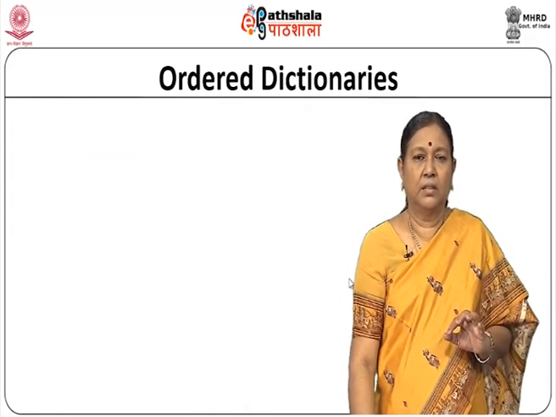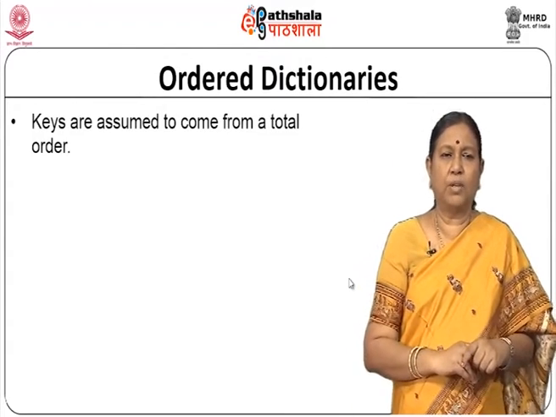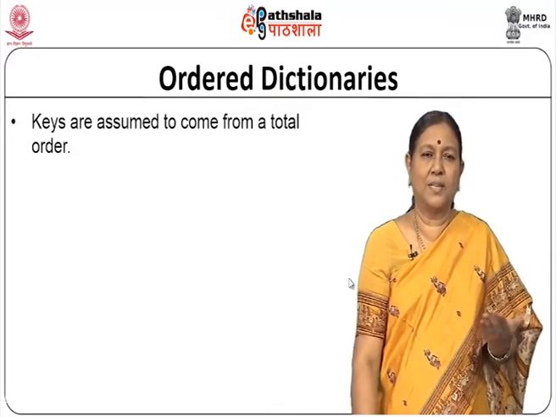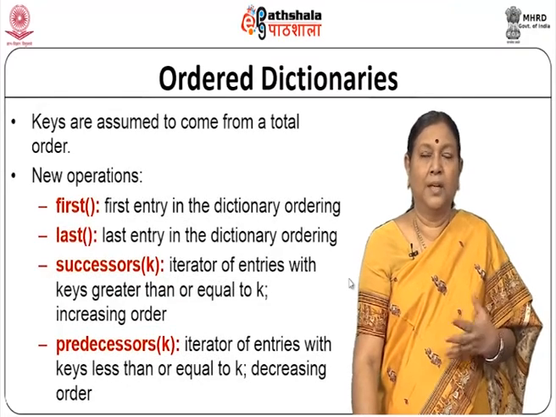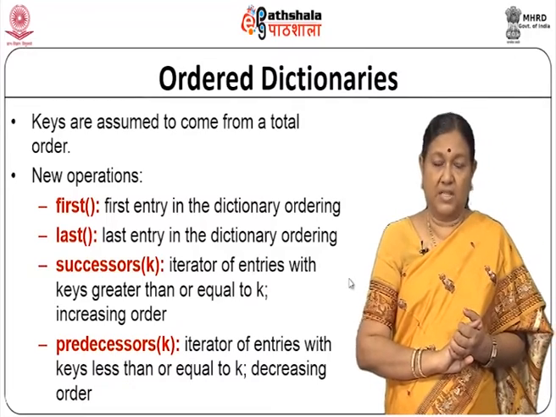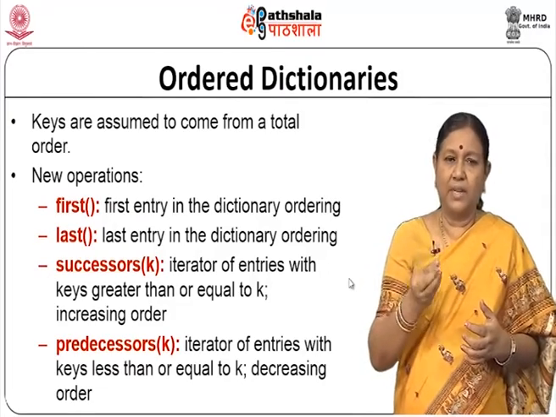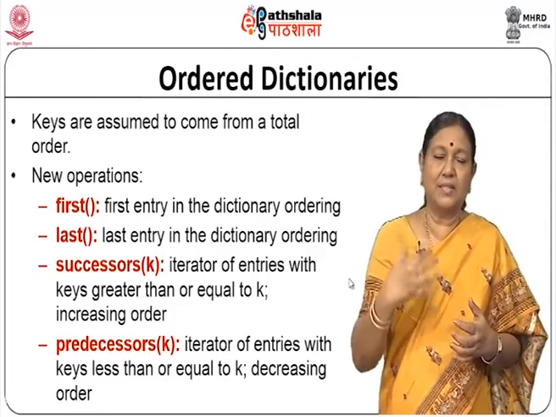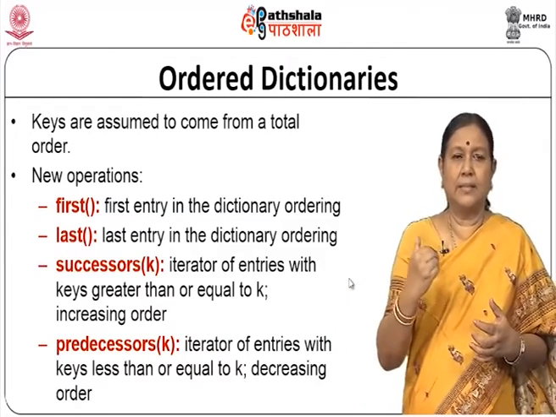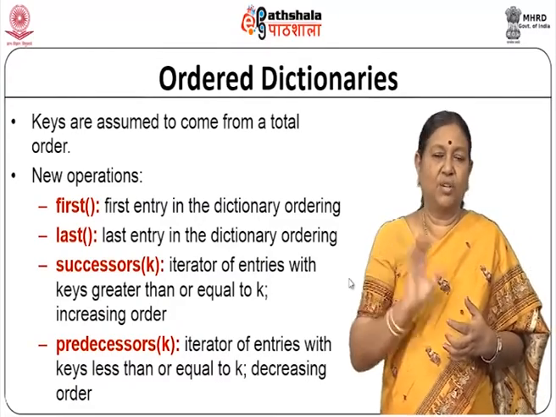Okay. Now, we talk about ordered dictionaries. Keys are assumed to come from a total order, that is an order to the keys, some order. Normally we assume ascending or descending order, or we assume lexicographic order. The new operations we define are first and last. When we talk about first here, we do not mean the first element in some data structure, we mean the first entry in the dictionary ordering. So, again it is dependent upon the organization of data. Last means the last entry in the dictionary ordering, that means the smallest element and the largest element as far as the dictionary ordering is concerned.